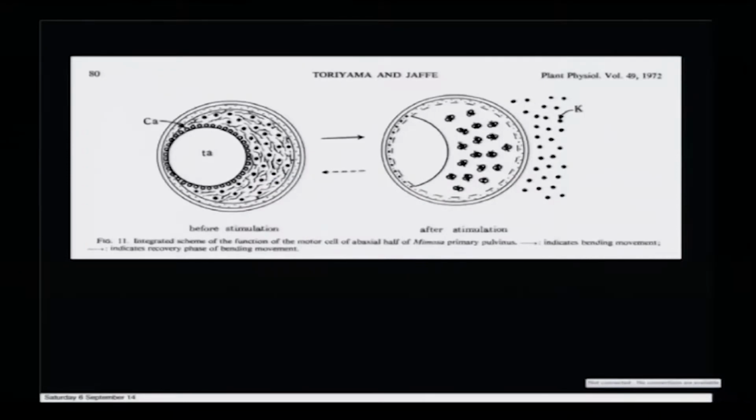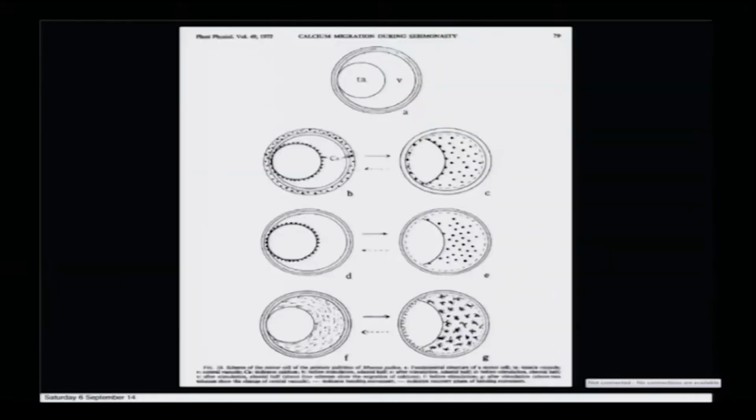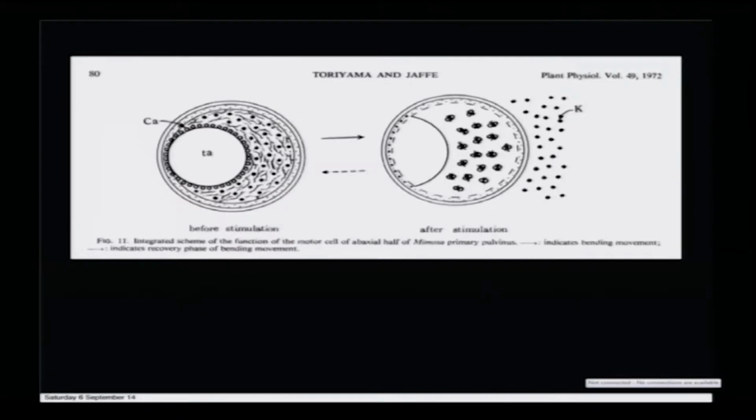Okay. So this is the situation before stimulation, and this is the situation after the stimulation. As the potassium comes, the integrated scheme of the function of the motor cell at the abaxial half of Mimosa indicates the bending movement, and the recovery phase after the bending movement. This is the broad view, and this is a smaller view. I kindly request you all to go through this 1972 paper by Toriyama and Jaffe in volume 49. Okay.